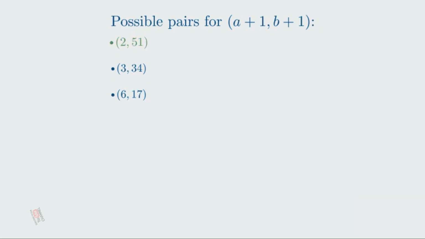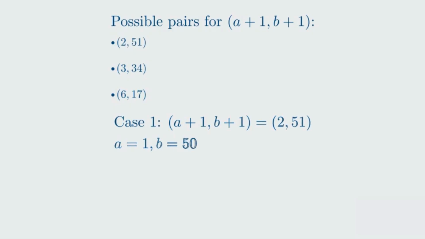Let's analyze the first case. Suppose a plus 1 is 2. In this case, b plus 1 would be 51. Solving for a and b, we find that a equals 1 and b equals 50.